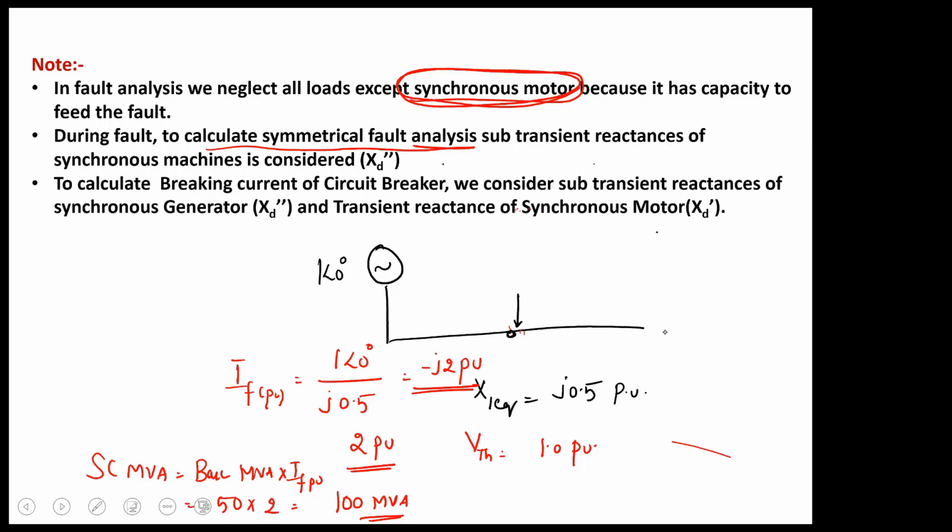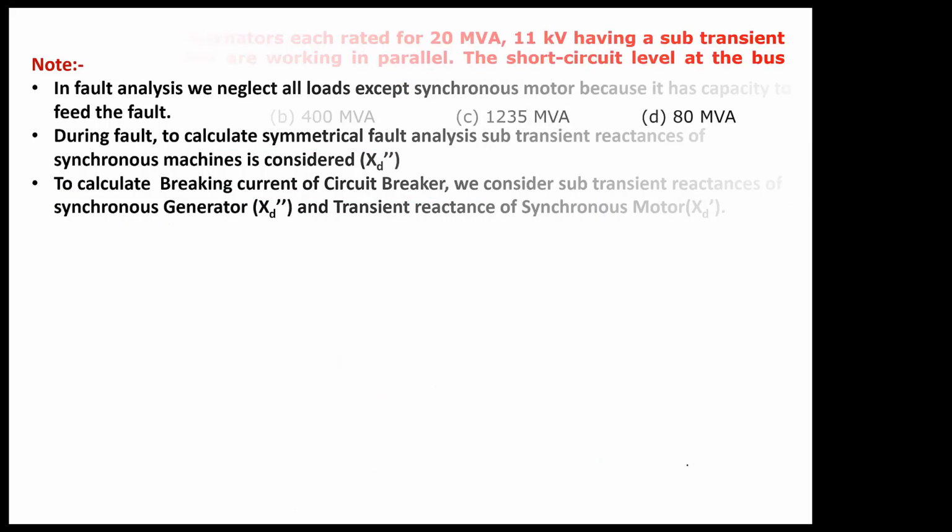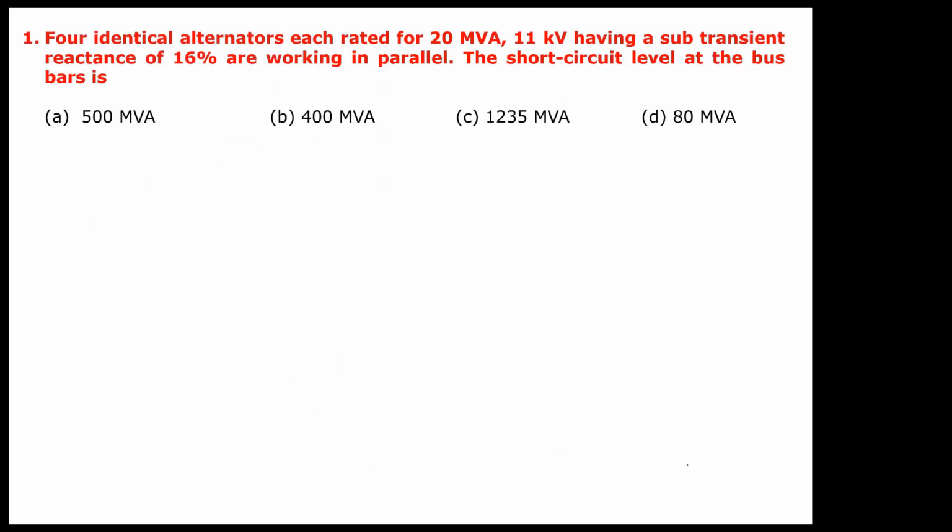The third important note is to calculate the breaking current or interrupting current of the circuit breaker, we have to consider the subtransient reactance of the generator and the transient reactance of the motor. So these are very important points you have to remember. Now let us take a few problems and then we'll continue to the further discussion.